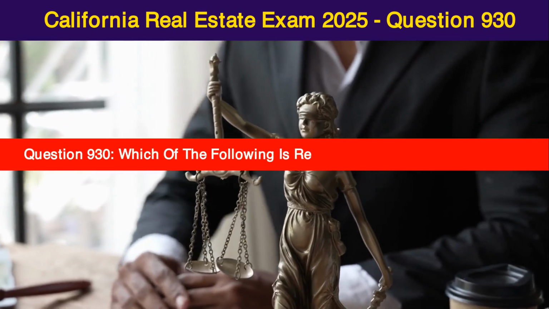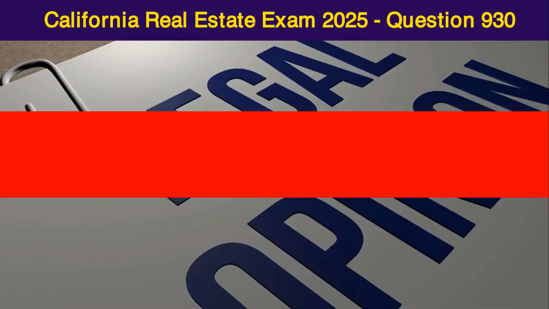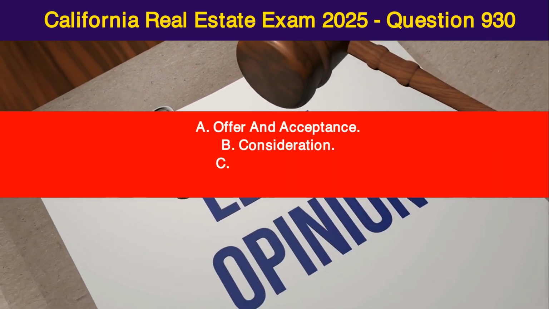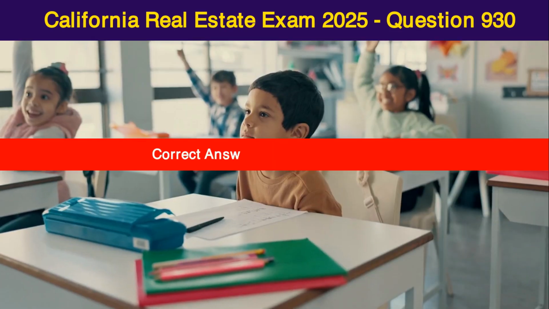Question 930. Which of the following is required to create a valid contract? A. Offer and acceptance. B. Consideration. C. Mutual consent. D. All of the above. Correct answer is D.